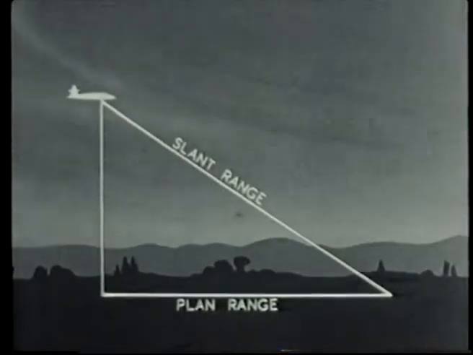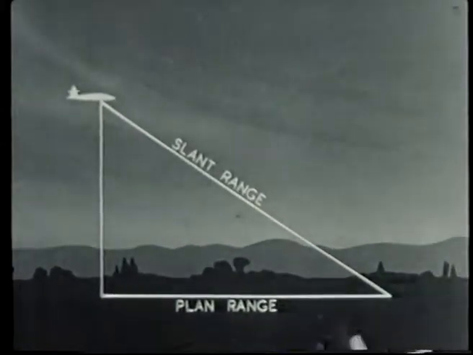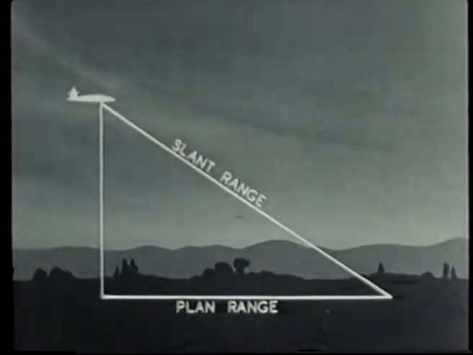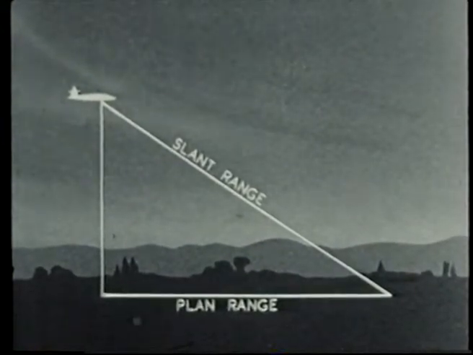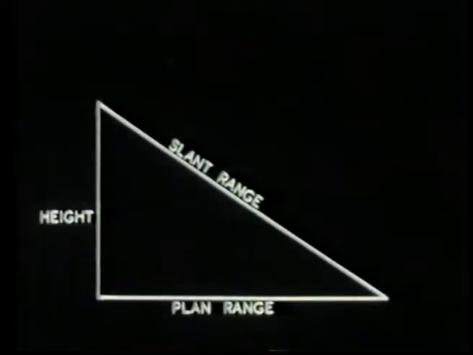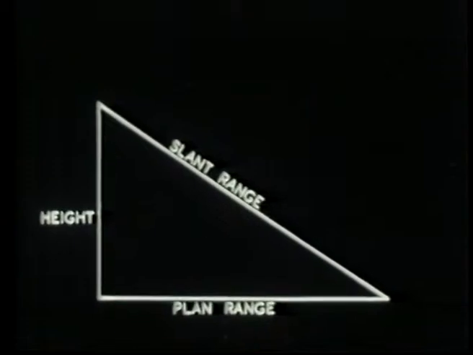The radar system, however, measures slant range and not plan range, so that the time scale of the PPI is proportional to slant range. Because of this, the plan range voltage from the compounder must first be converted to slant range voltage by solving this triangle, before it can be used to control a range marker on the PPI.